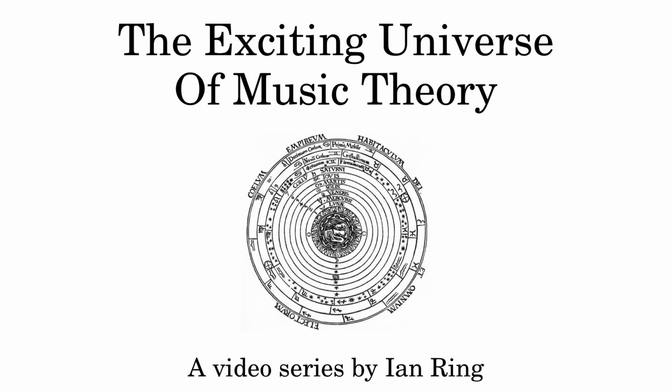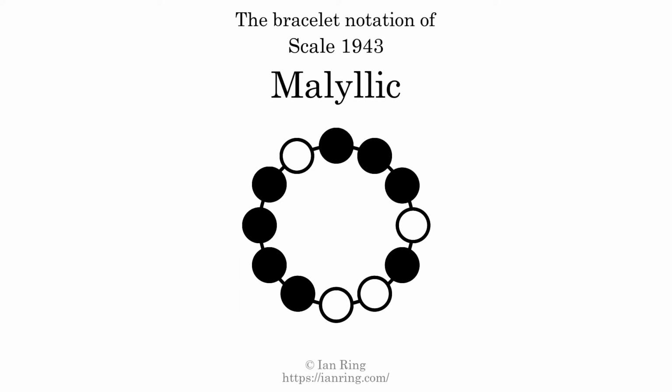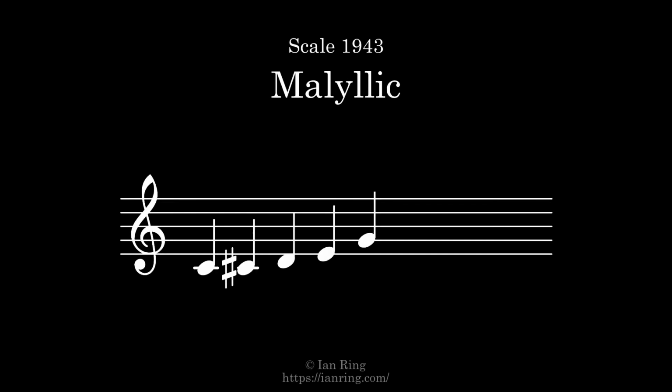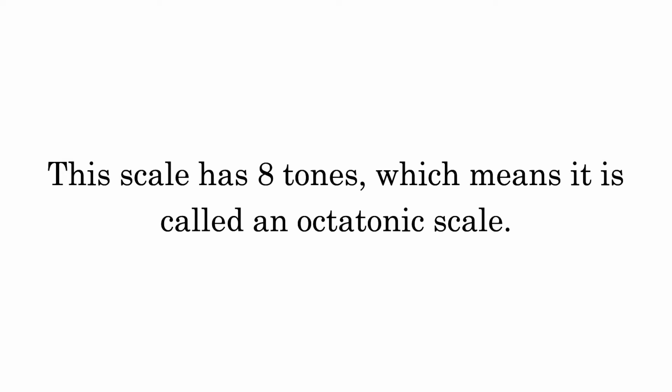Welcome to the exciting universe of music theory. Are you ready to learn? Then let's begin. Today we will talk about Scale 1943, Malyllic, which sounds like this. This scale has 8 tones, which means it is called an octatonic scale.